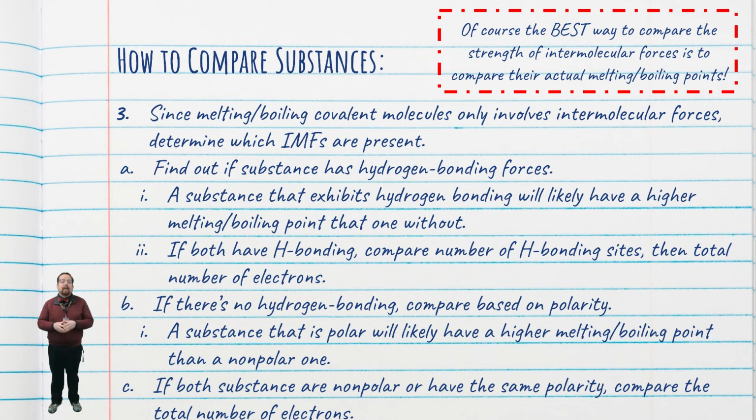If neither of the substances have hydrogen bonding, compare them based on their polarities. Whichever is more polar will have stronger dipole-dipole forces, and will have the higher melting or boiling point. If they're both equally polar, or they're both nonpolar, then you need to compare them based on their London dispersion forces. To do this, compare how many total electrons each molecule has. The one with more electrons, again, will have stronger LDFs.